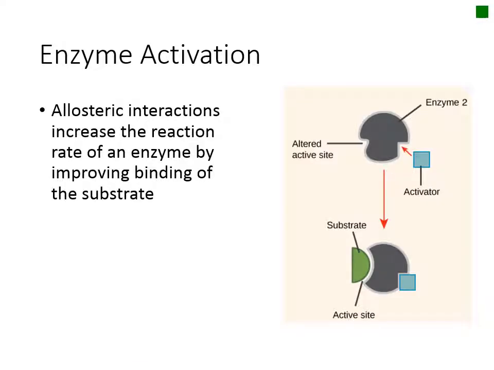Enzymes can also be activated by interactions with other molecules. In this case, an activator protein binds to the enzyme's allosteric site. This again changes its conformation, but in a positive way. The new tertiary shape of the enzyme is better able to bind the substrate, increasing the rate of the chemical reaction.